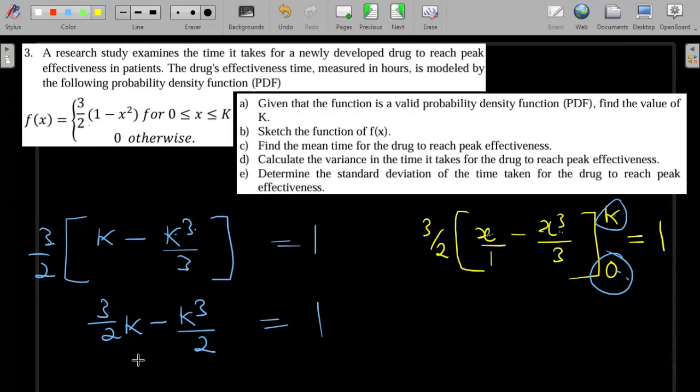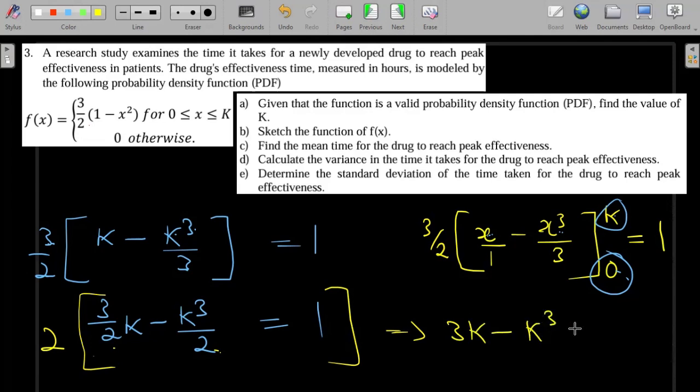Okay, so from here I want to get rid of the fractions. So what do I do? I multiply throughout by the denominator, which is 2. If I multiply by 2 throughout, it means this 2 and this 2 cancel, this 2 and this 2 cancel. So I'll remain with 3k minus k to the power 3 is equals to 2. Because I'm multiplying 2 with this, this, and this. So that's where this 2 is coming from.